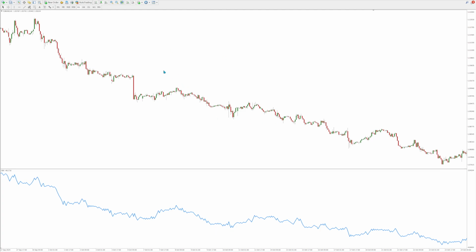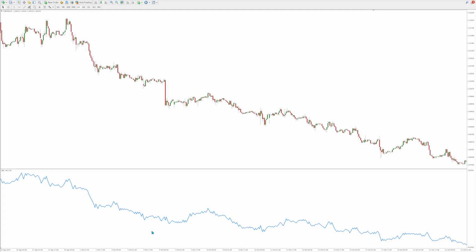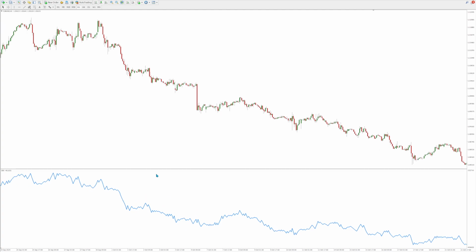This is the MT4 MetaTrader 4 trading platform that I'm using. I've got the indicator here displayed below my chart. If you don't already have the indicator in your platform, just a quick search and you'll be able to find it. And then you can just simply load it onto your chart and it will display below like this.